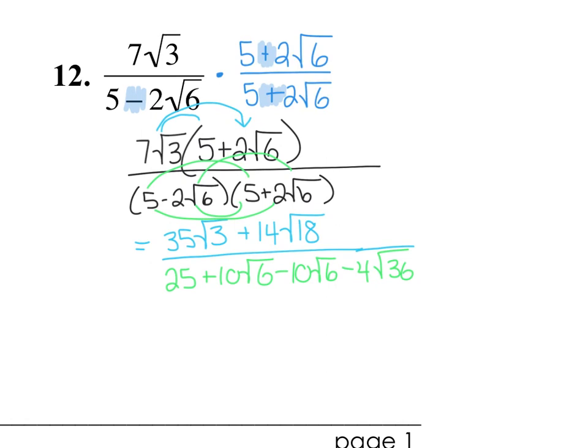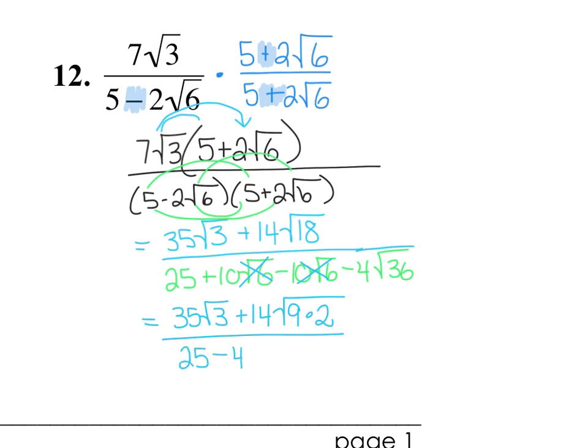Let's keep cleaning this up. In the numerator, I am going to get 35 root 3 plus 14 square root of 18, I see has a perfect square of 9 times 2. Over these two, outside, inside, cancel each other out. What I'm left with is 25 minus 4 square roots of 36.